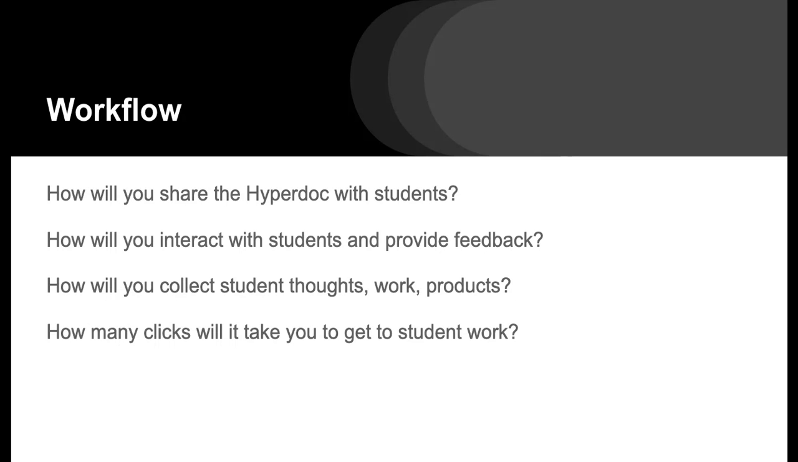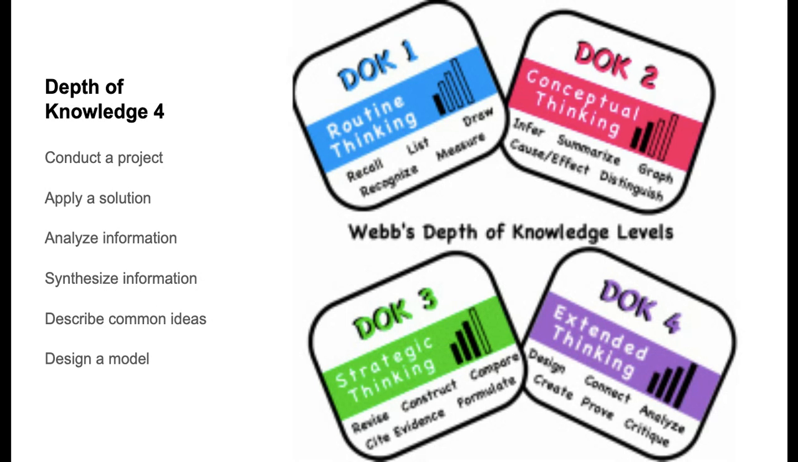What I suggest is not have kids email you their work. It creates kind of a confusing workflow for the teacher. So to keep things simple for you, think of one place that everybody can post their work to. And then think about how many clicks it will take you to get to that student work. So keeping it simple. As you're thinking through that apply section, think about things that they could do: conducting a project, applying a solution, analyzing information, synthesizing, describing common ideas, designing models, but really be thinking in that depth of knowledge 3 and 4 area so that students are really being challenged to do something and create something.